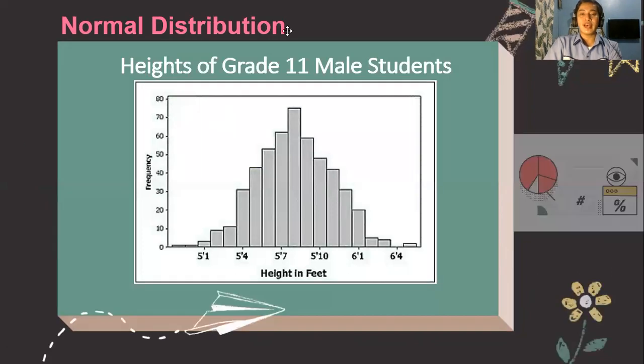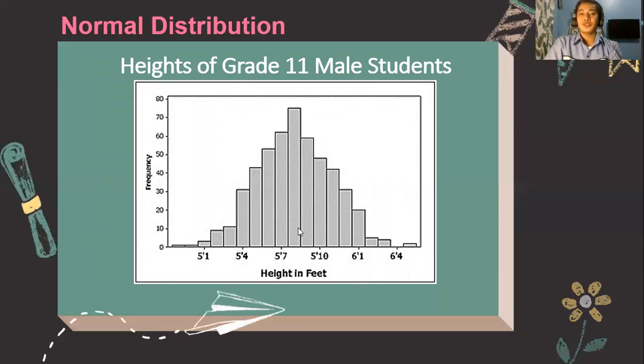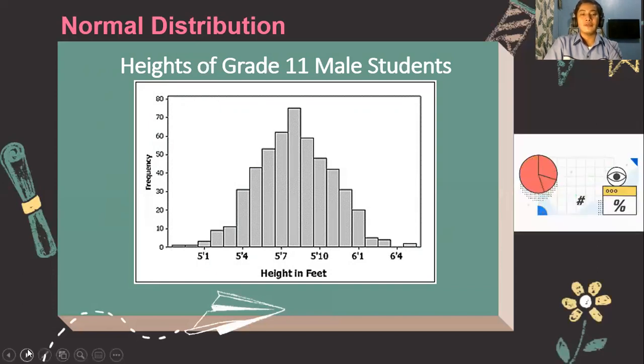So this is a perfect example of a normal distribution. For example, the height of grade 11 male students. Normally, their average height ranges from 5'7" to 5'10", and it progressively decreases. So the lowest height of a grade 11 male student might be 5'1" and below, or for the higher extreme, we have 6'4". Okay, that is height in feet.